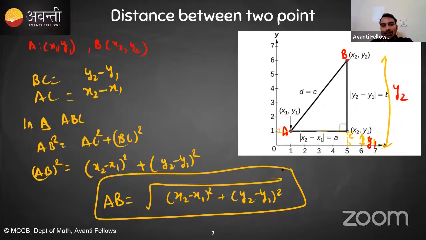Clear? If the coordinates of 2 points are given, then the distance would be the difference of their x coordinates squared plus the difference of their y coordinates squared, and under root of those. Is this clear, everyone? Distance between 2 points AB, right? So simple formula, x2 minus x1 square plus y2 minus y1 square and under root of those, right? Okay, very good.